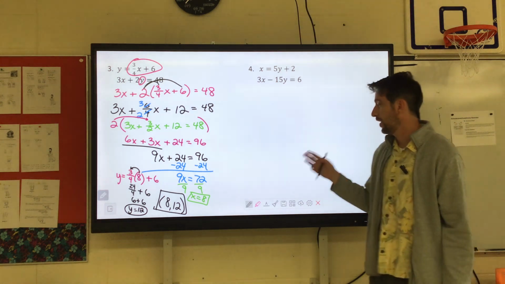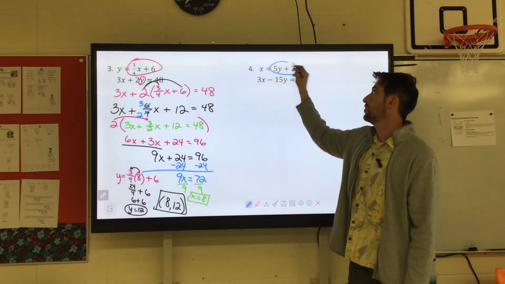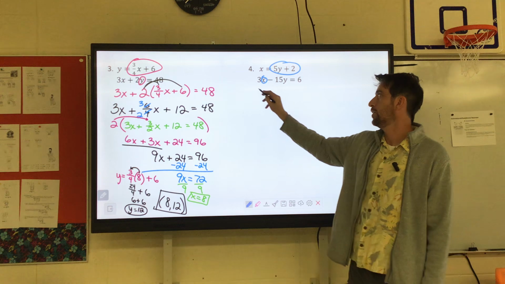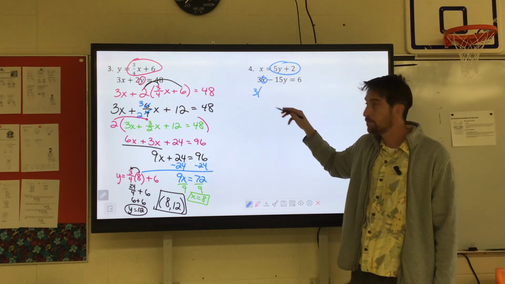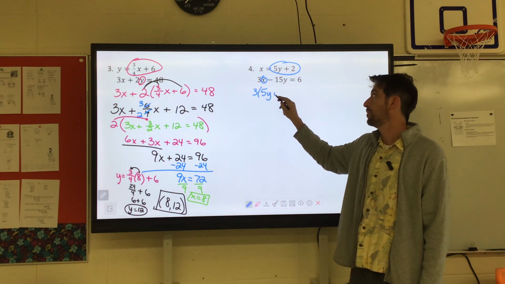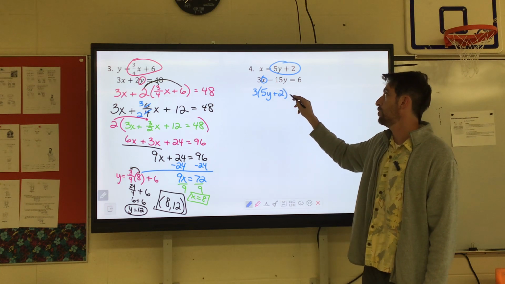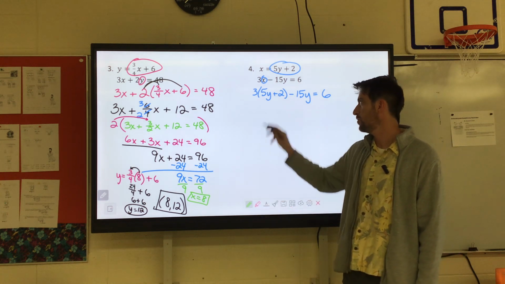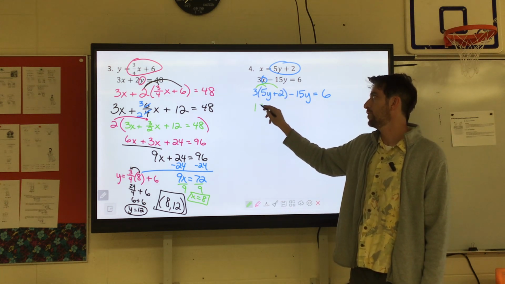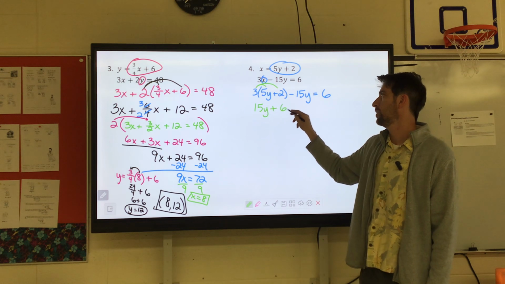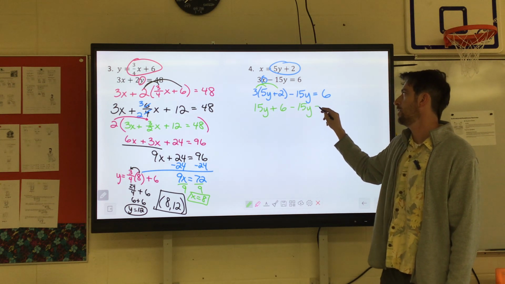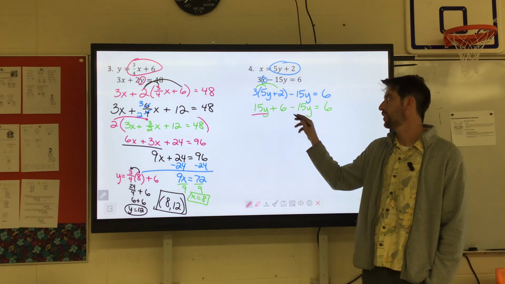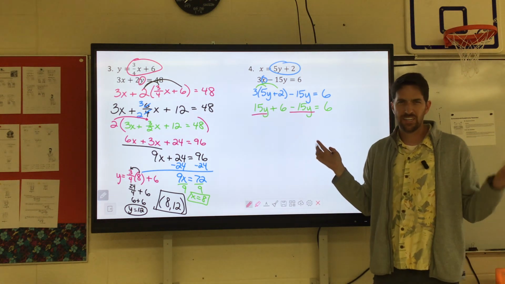All right, number 4. I have x equals. Great. So now in the other equation, when I see x, I could replace it with 5y plus 2. So we'll have 3 times 5y plus 2, then minus 15y equals 6. We'll go ahead and distribute. That will give us 15y plus 6 minus 15y equals 6. We're going to combine our like terms. 15y minus 15y, oh no, cancels out again.